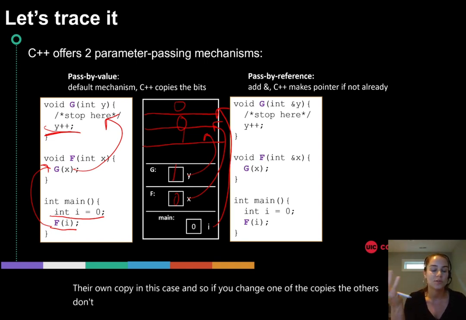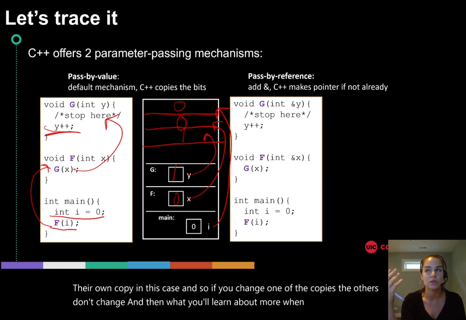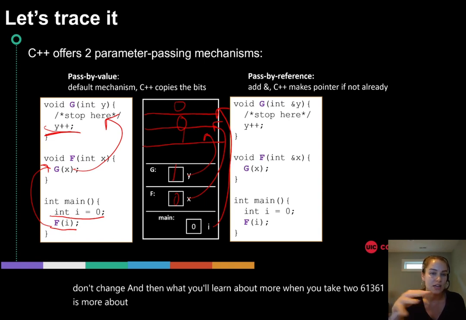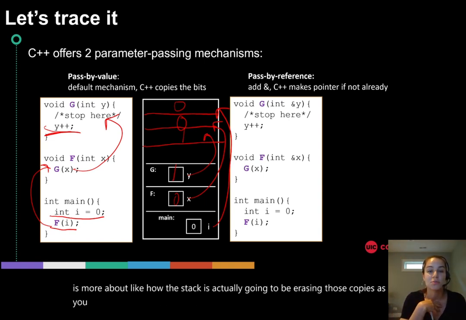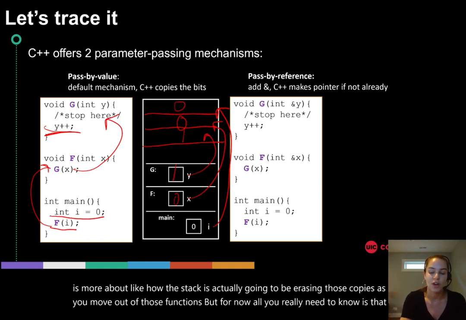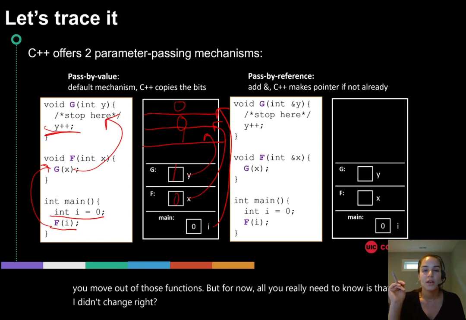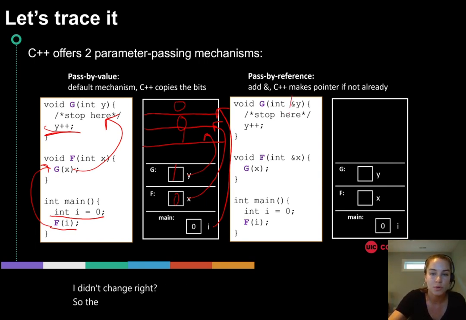And then what you'll learn about more when you take 261, 361 is how the stack is actually going to be erasing those copies as you move out of those functions. But for now, all you really need to know is that I didn't change, right? So the alternative is putting the ampersand in the function line here.